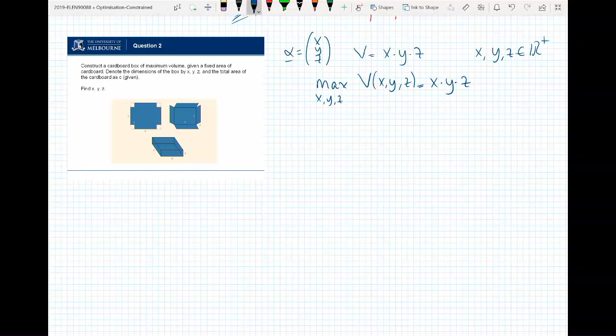Good. But then, is it a constrained problem? Yes. So we need to put the constraint, subject to, which is also the same as ST. So what is the constraint? The constraint is the area constraint. So it basically means 2 times xy plus 2 times xz plus 2 times yz equals C, the area of my cardboard.